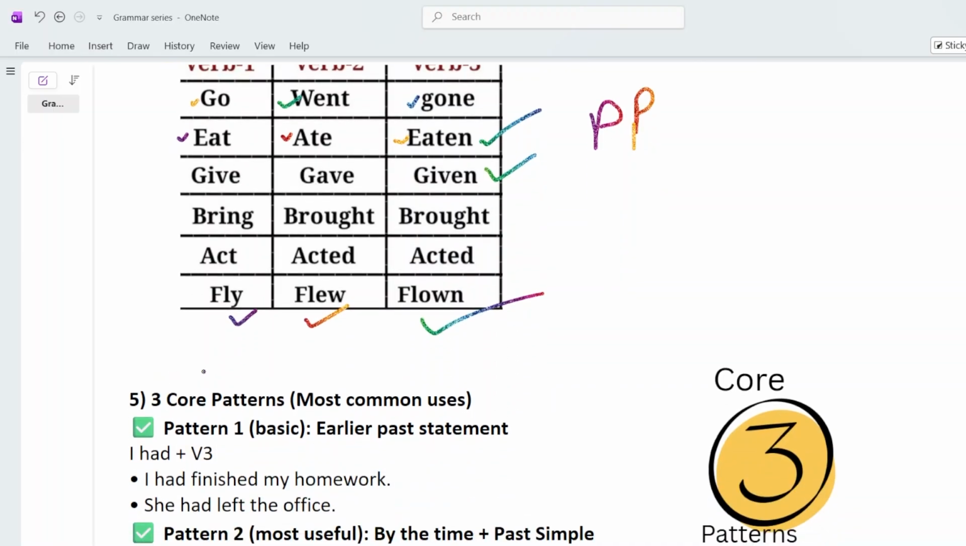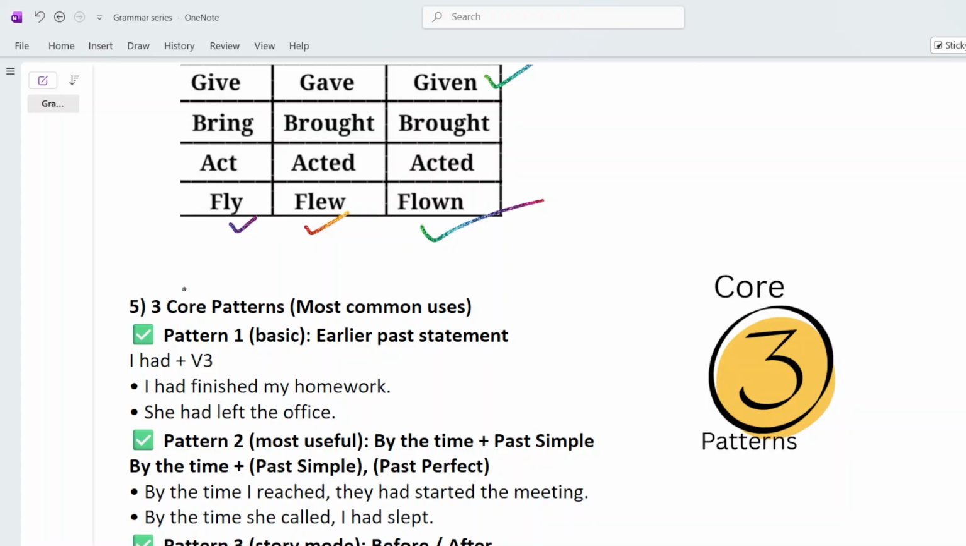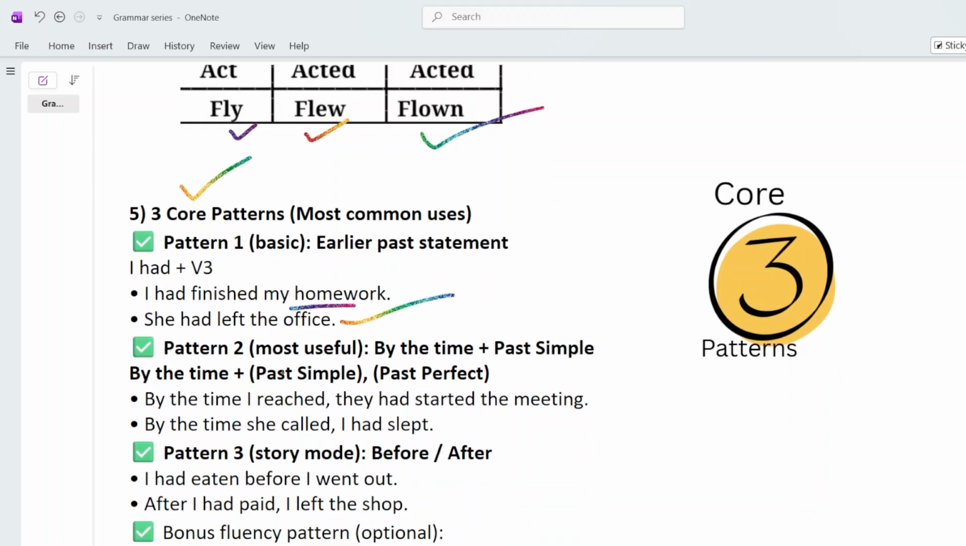Now, in every lesson I include this session which talks about three core patterns. What are the three core patterns? The first pattern is pretty basic. You can just use the basic formula, that is subject plus had and verb in third form. So I had finished my homework. Pretty simple. She had left the office. Again, a very simple sentence.